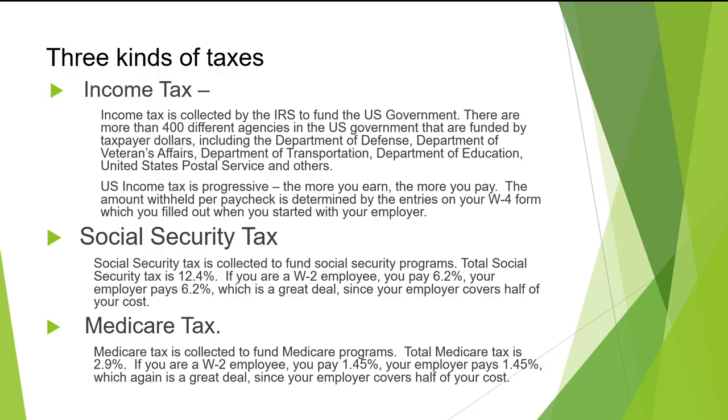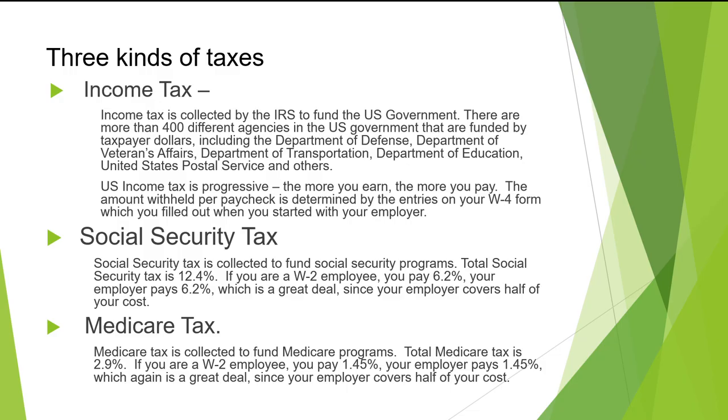So income tax is collected by the IRS to fund the U.S. government. There are more than 400 different agencies in the U.S. government that are funded by taxpayer dollars from people like you, including the Department of Defense, the Department of Veterans Affairs, the Department of Transportation, the Department of Education, the United States Postal Service, and others. Whether or not you agree with what those agencies do is irrelevant, right? Those are agencies that are funded by the dollars that you pay in income tax as withheld from your W-2 form by your employer.